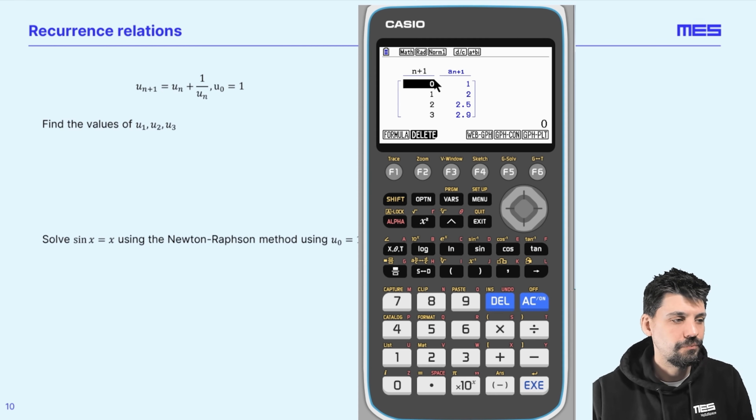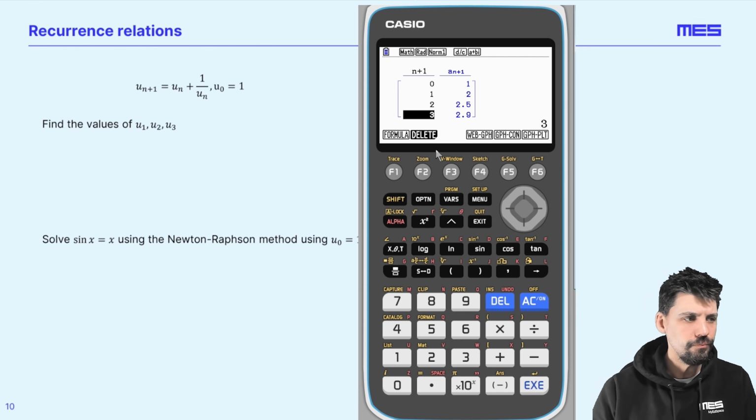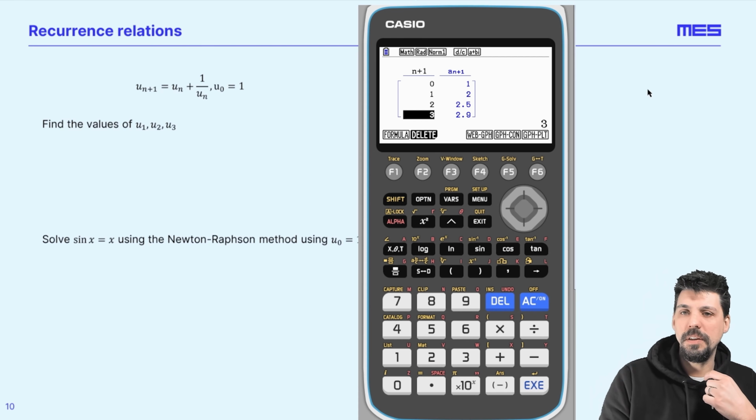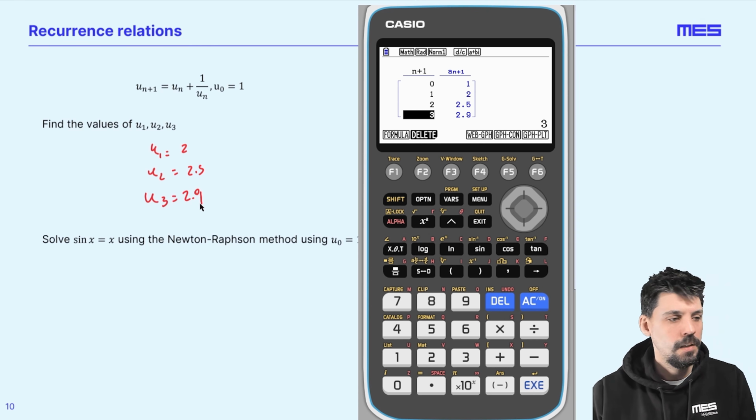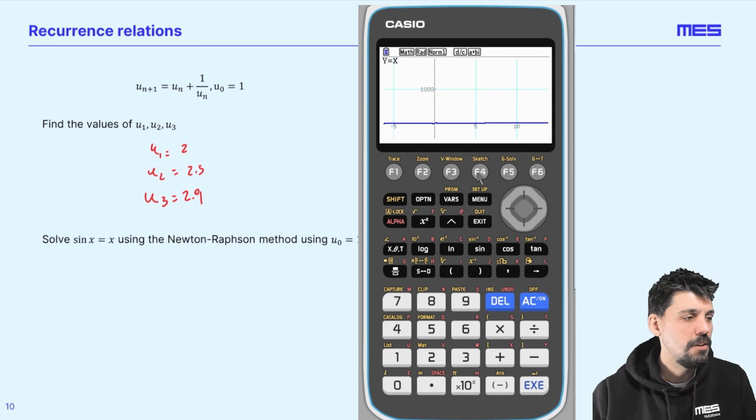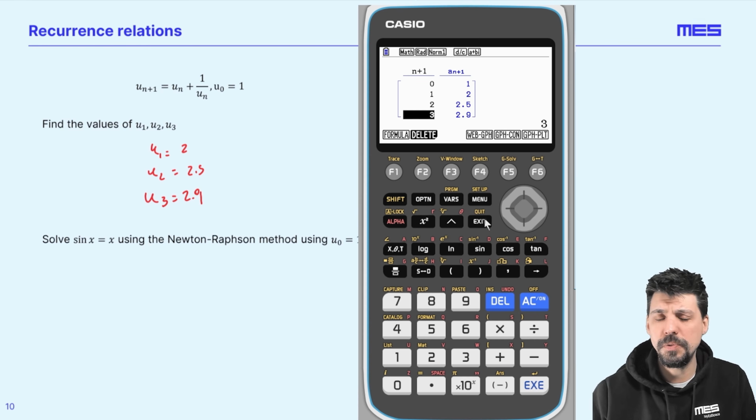And there we go. So the first element was 1, then it'll be 2, then it'll be 2.5, then it'll be 2.9. And you see we've gone up to U3. So we can get these out. We can get the fact that U1 is equal to 2, we can get that U2 is 2.5, and we can get that U3 is 2.9. All right. And you can ask it to do a web plot, but that is not useful. That's one for a different day.